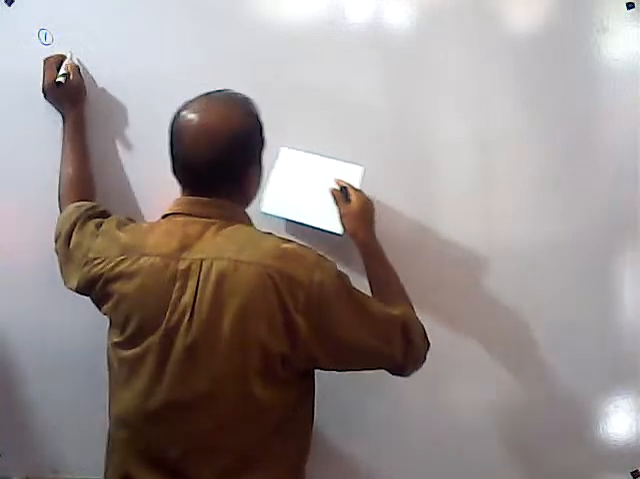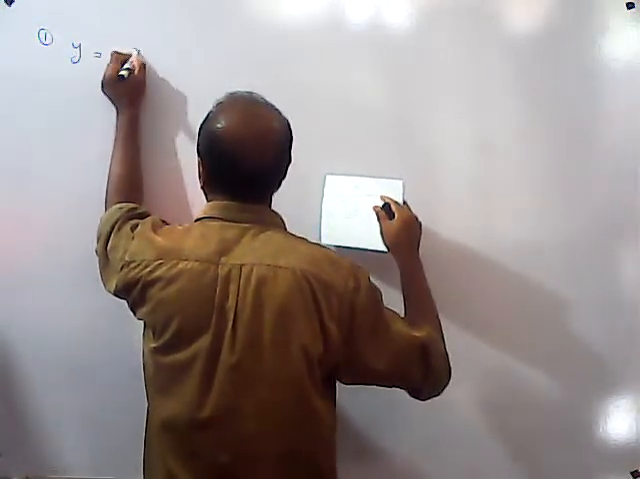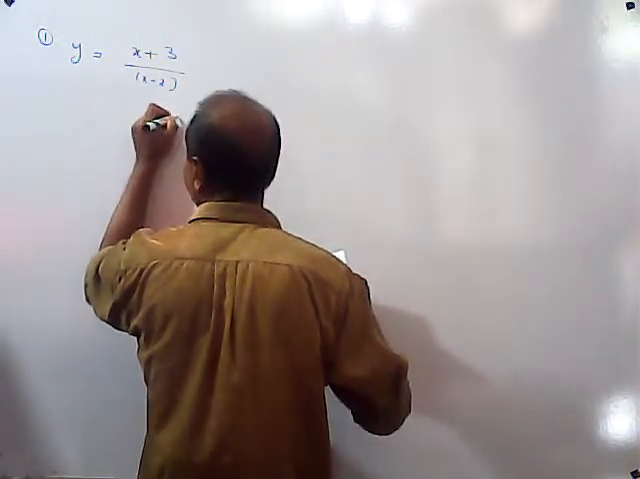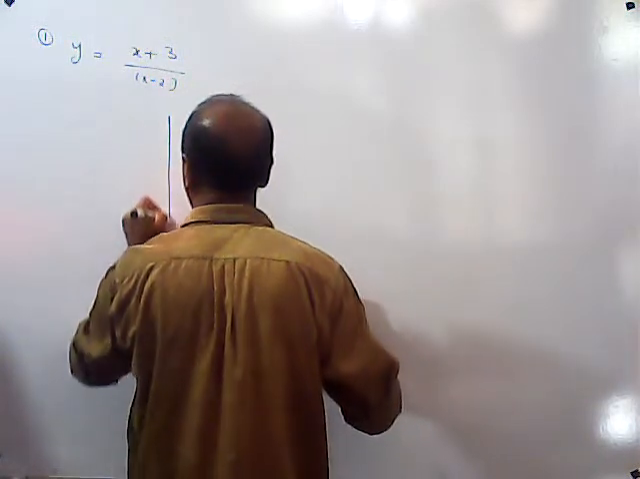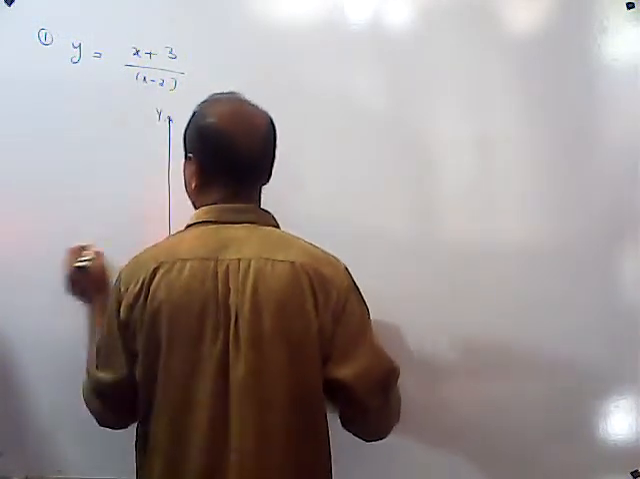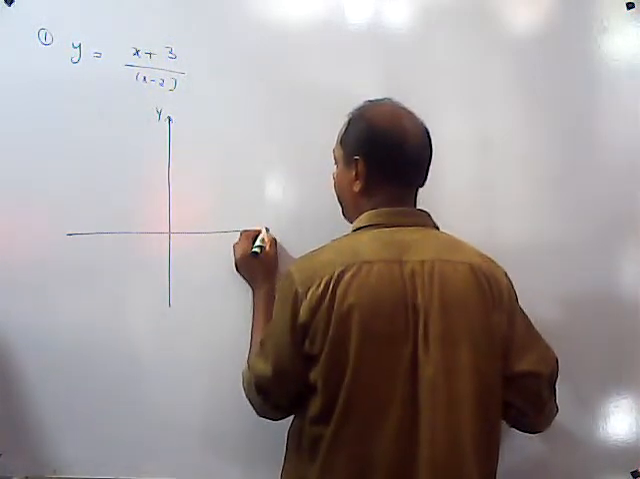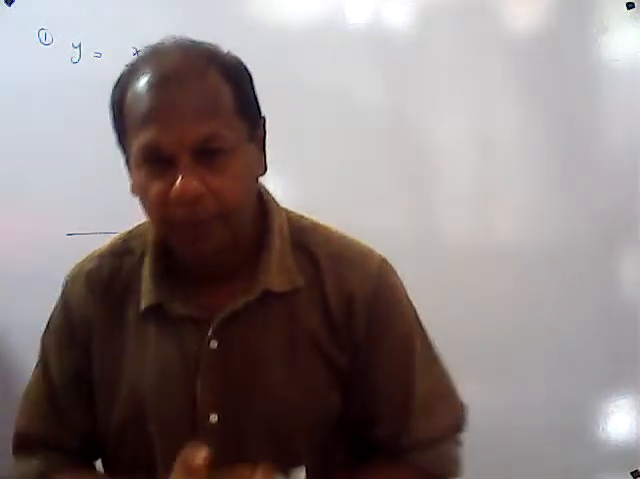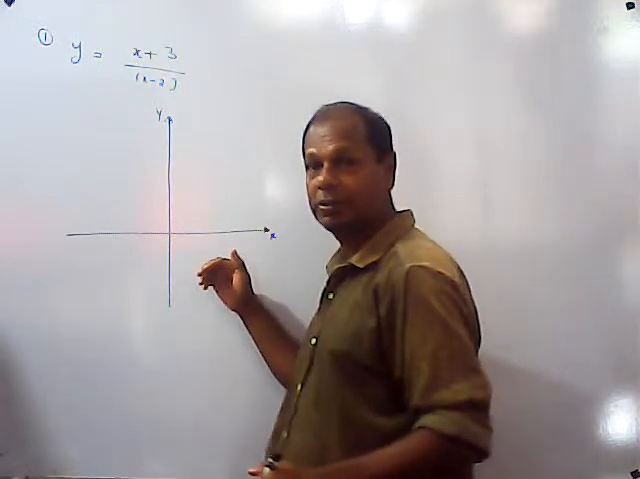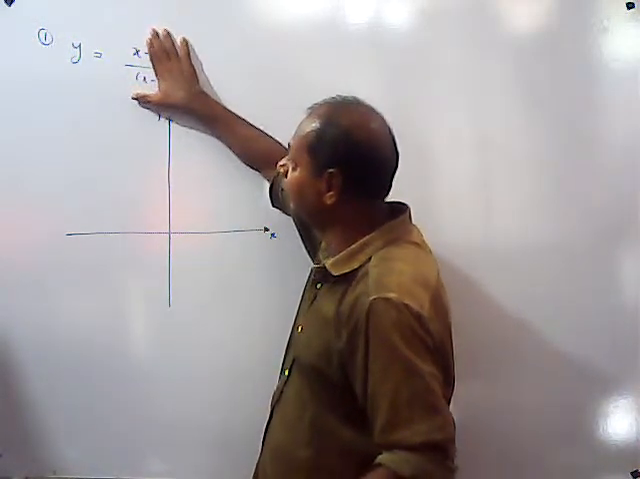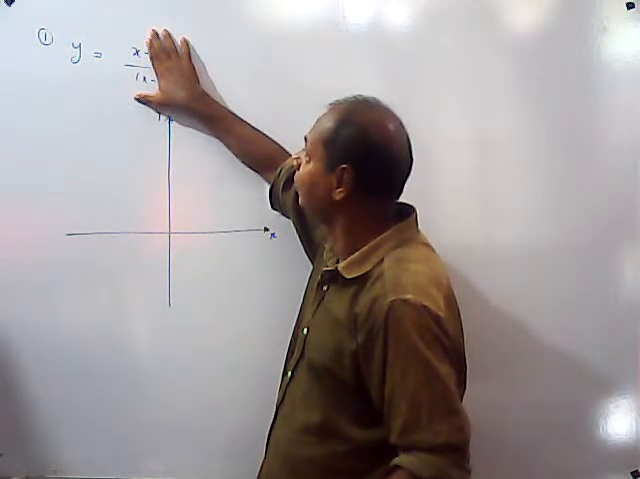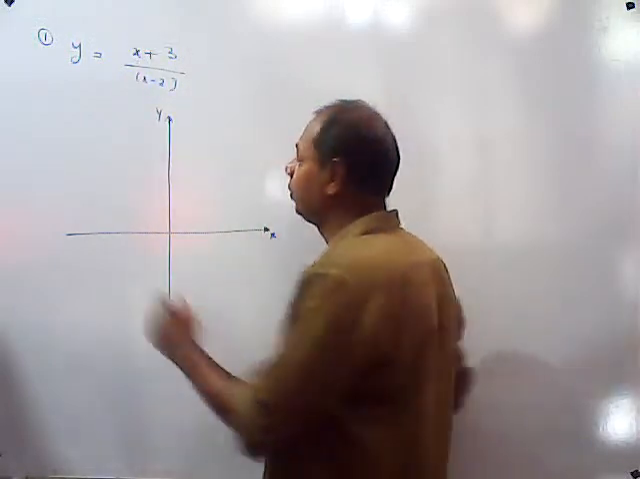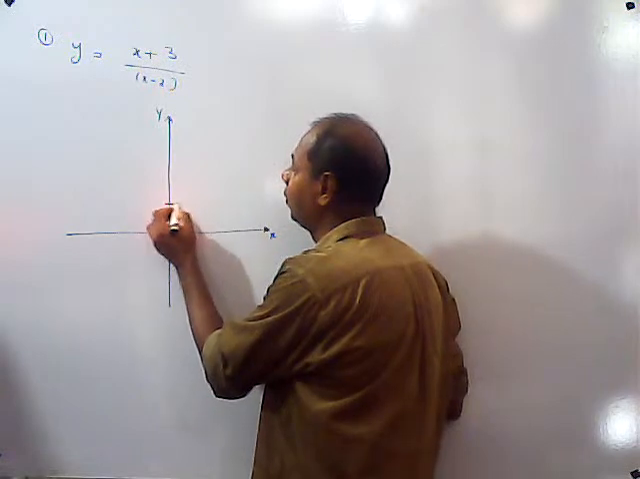Number 1, to explain the asymptotes. y equals (x plus 3) over (x minus 2). First, horizontal asymptote. To find a horizontal asymptote, we consider only the highest power x terms. x over x will be equal to 1. So as x goes to infinity, y will go to 1. The horizontal asymptote is 1.